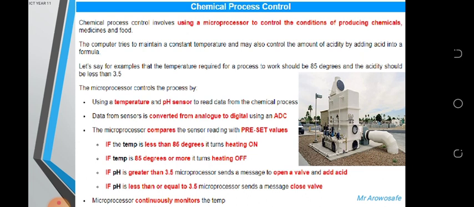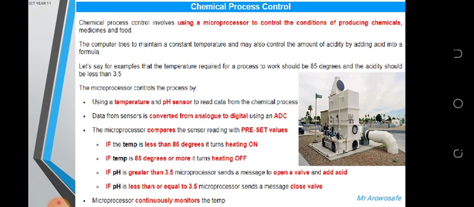Now the second condition: if temperature is 85 degrees or more, it turns heating off. So this is the preset value. If it is equal to 85 degrees or greater than 85 degrees, definitely the heating will be off.